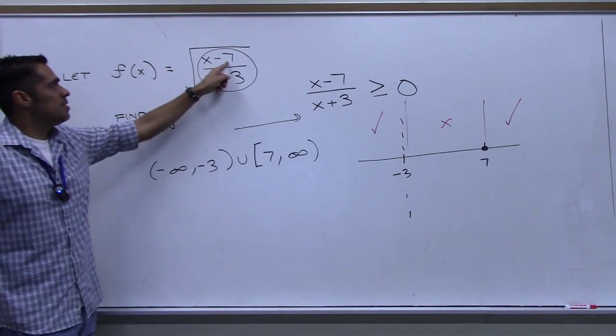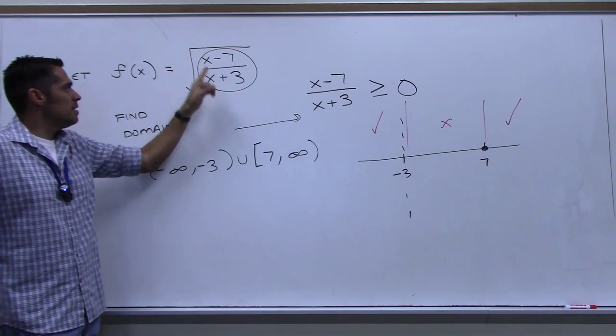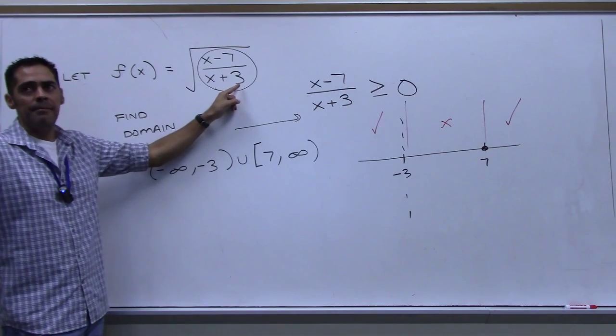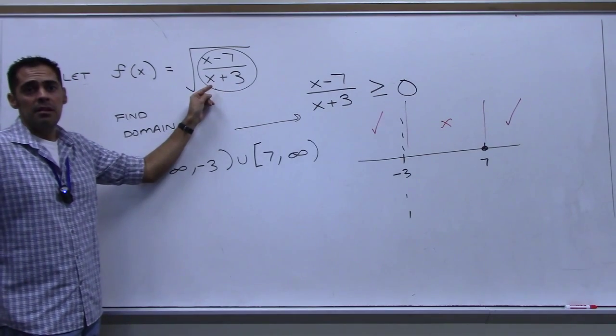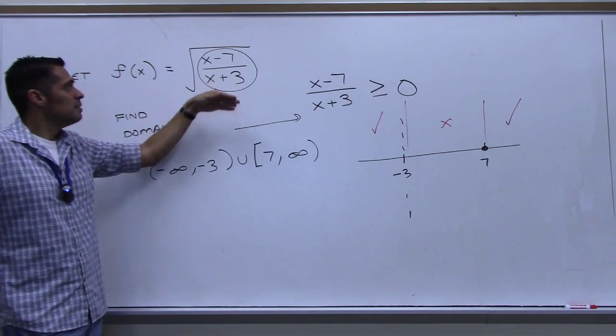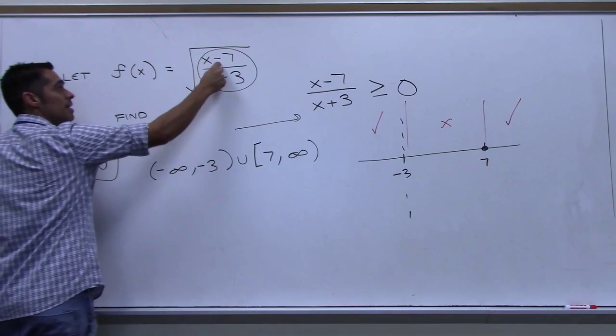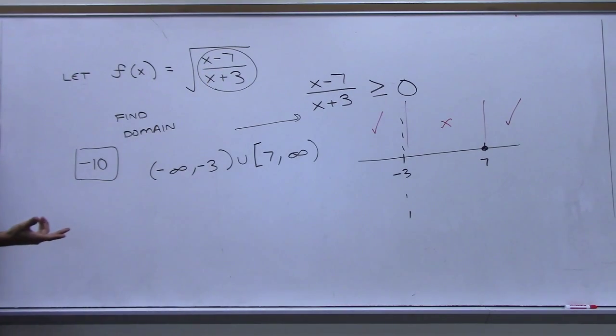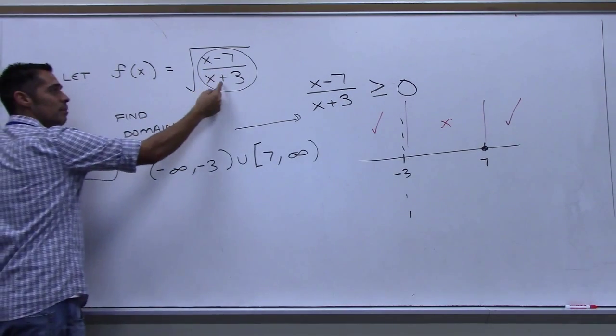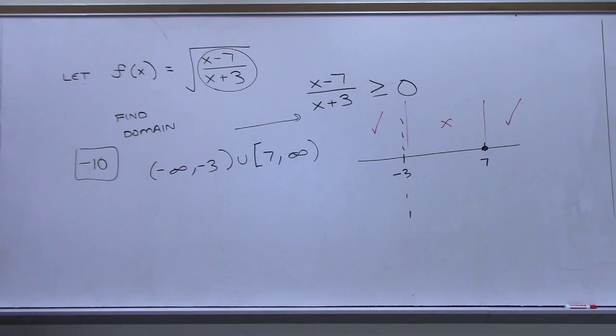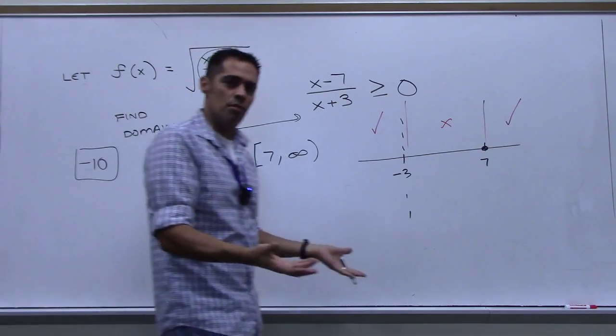What's -10 minus 7? -17. What's -10 plus 3? -7. What's a negative divided by a negative? I'm plugging in -10. Sorry. -10 minus 7 is -17. -10 plus 3 is -7. Negative divided by negative is positive. The square root of a positive number is doable.